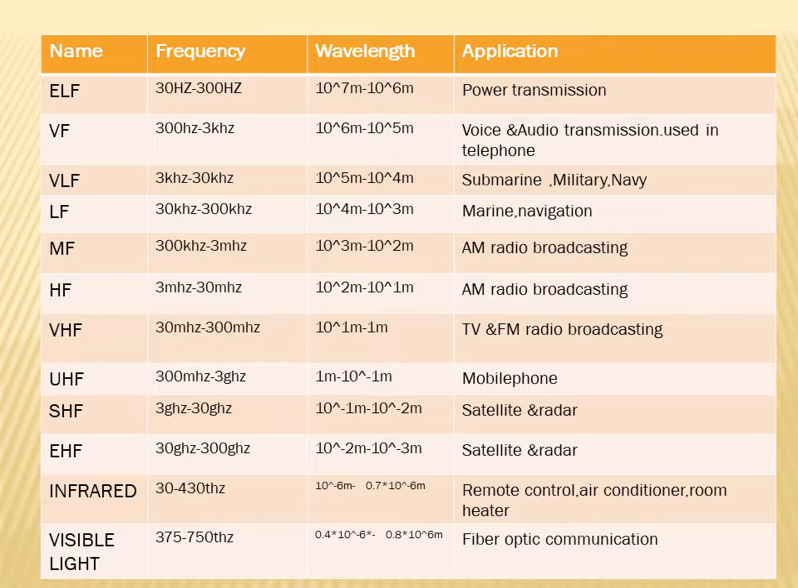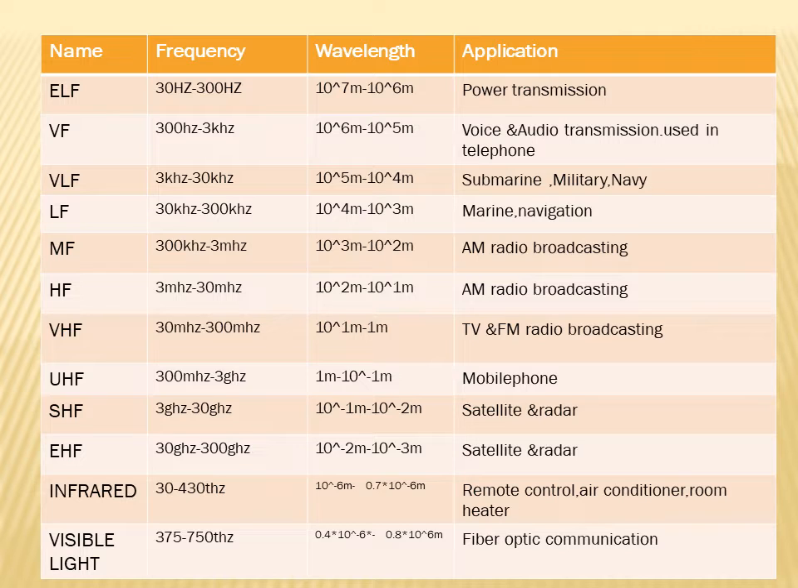Next one, it is the infrared. This infrared has a frequency range of 30 to 430 terahertz. Wavelength is 10^-6 to 0.7 times 10^-6. It is used in remote control, air conditioner and room heater.